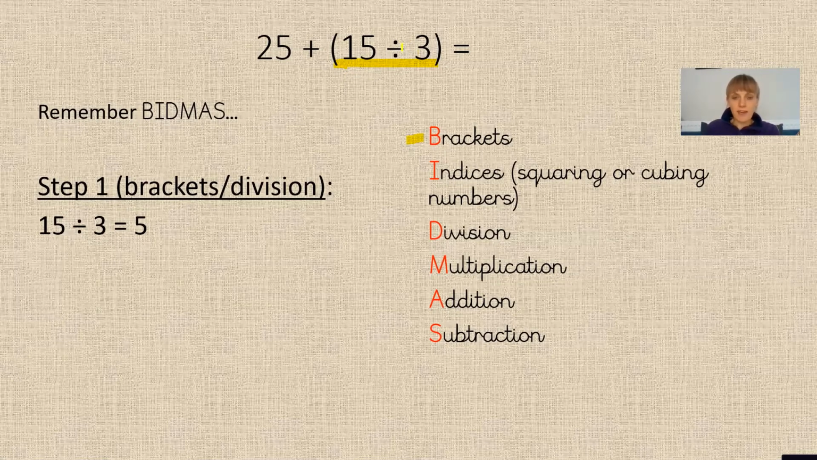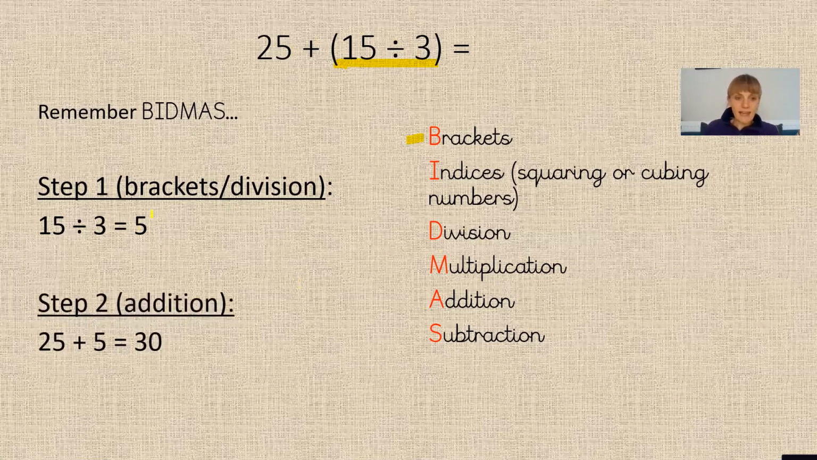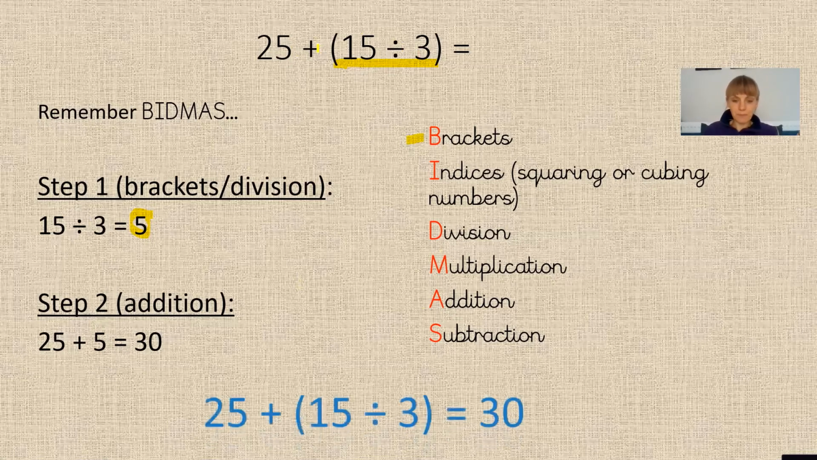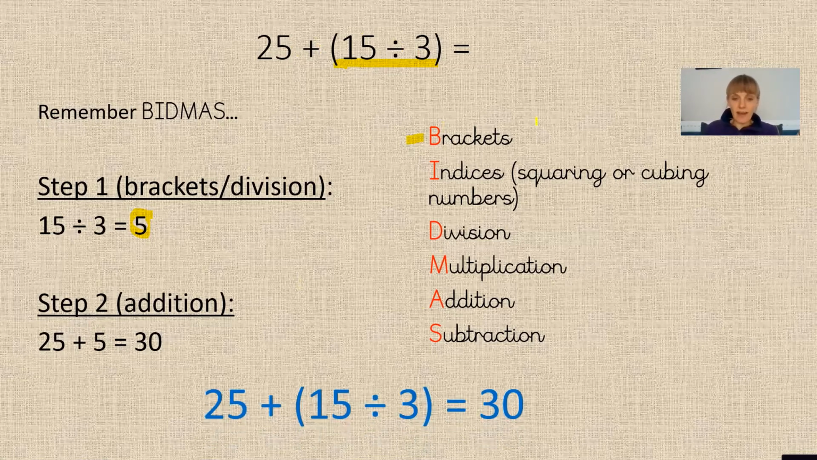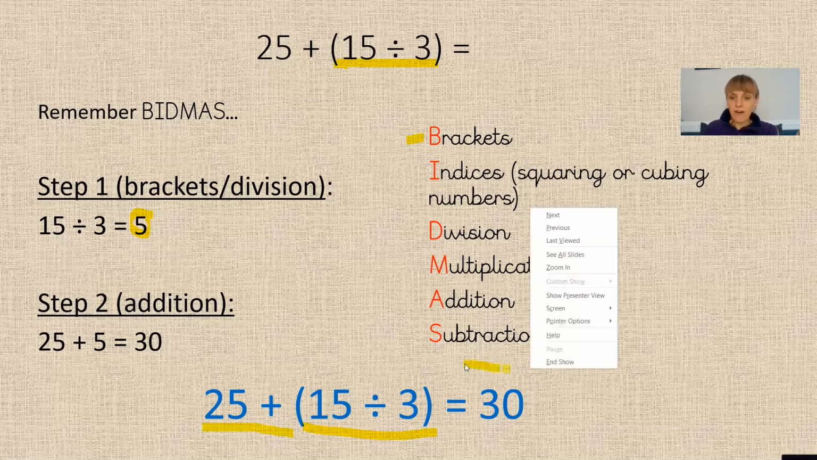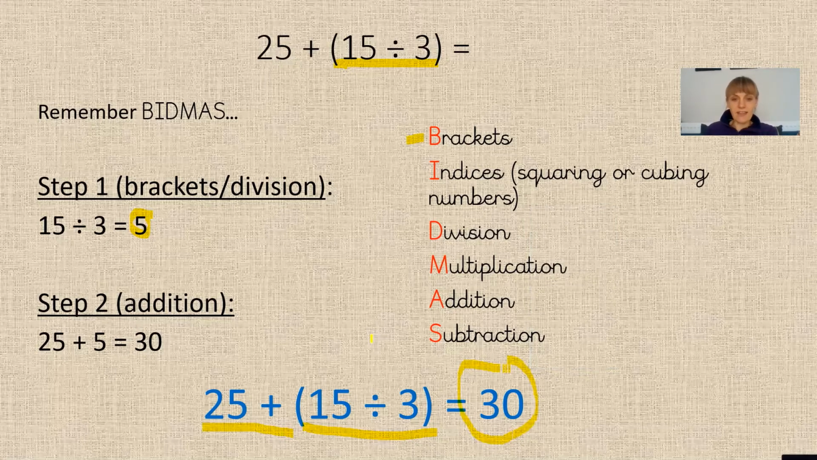Now I've done this part of the calculation, so I look down and think, right, the next bit I've got to do is addition. That's step 2. And so I take the answer that I've generated from the brackets and I add it to the addition part of the sum. And that gives me the answer of 30. So in just 2 steps, I've answered this question by using BIDMAS to check the order that I need to do things. The brackets had to be done first, and then to that answer I added 25, and so I got a final answer of 30. Okay, let's have a look at another one.